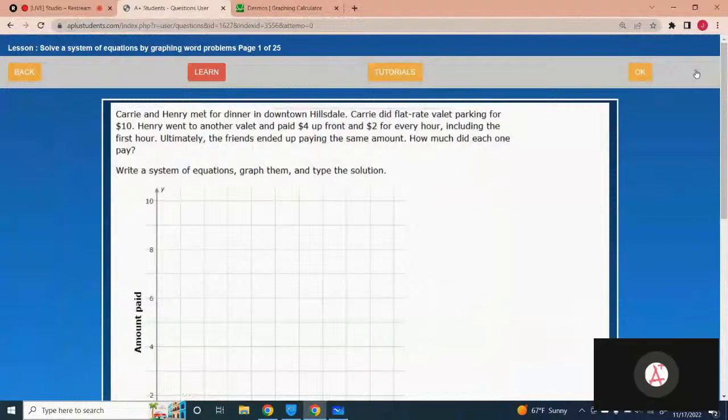Carrie and Henry met for a dinner in downtown Hillsdale. Carrie did flat rate valet parking for $10, where Henry went to another valet parking and paid $4 up front and $2 for every hour, including the first hour. Ultimately, the friends ended up paying the same amount. How much did each one pay?